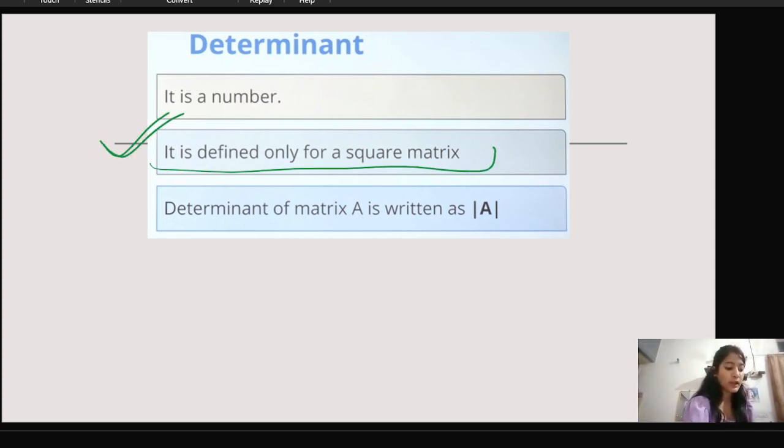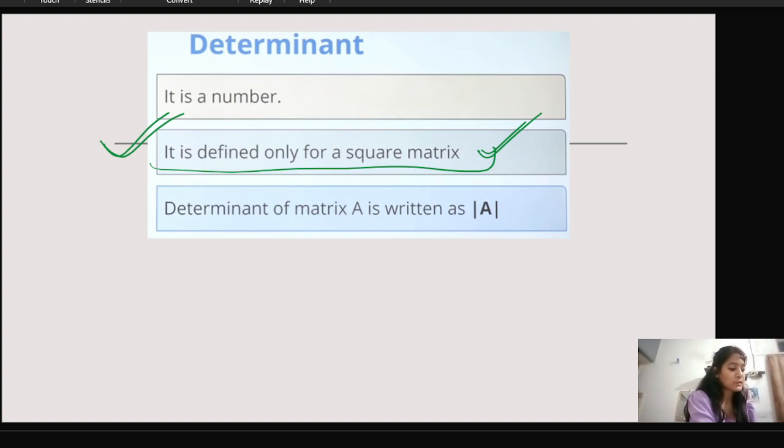Suppose we have four options, and the matrices are like 3 cross 2, 2 cross 3, 4 cross 3, and one is a 2 cross 2 matrix. And you are asked to find the determinant of one matrix. You have to find the determinant of the matrix that is a square matrix. Understood? We can find the determinant only of a square matrix.